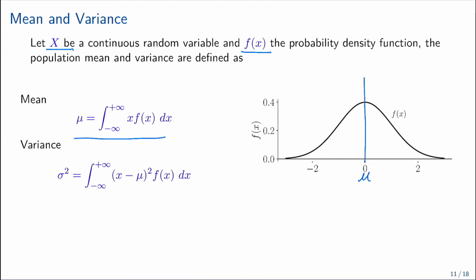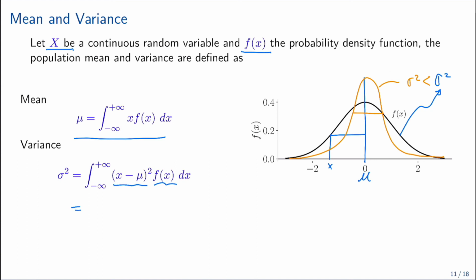0. Now, the variance is defined as the integral of the square of the difference between x and mu, multiplied by f(x). The interesting thing about the variance is that it measures how spread out our function is. So if we have a function that has this shape, the variance is a measure of the spread of our function. So this will have a variance which is less than the variance of the one in black.